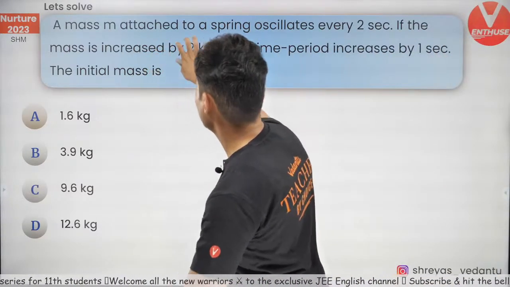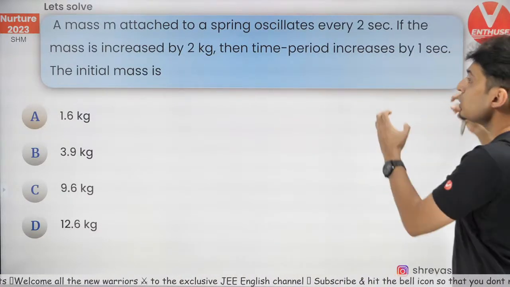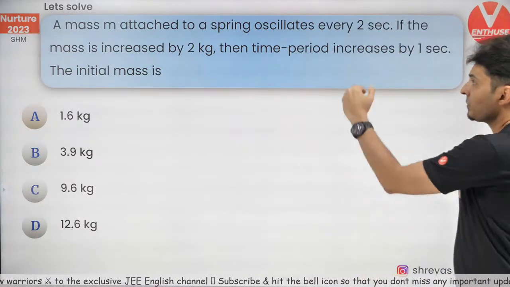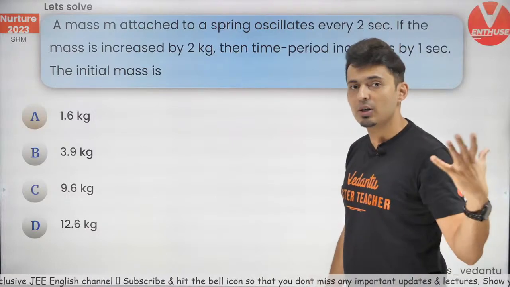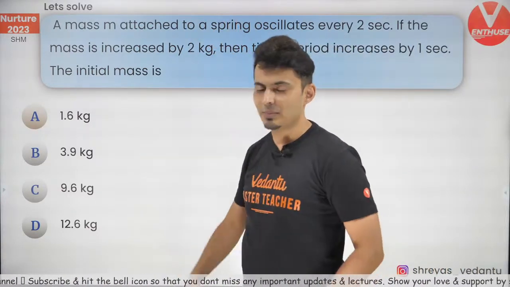There is a mass which is attached to a spring. It oscillates every 2 seconds. You add more mass and increase it by 2 kg. Then the new time period increases by 1 second as compared to the previous one. How much do you think the original mass should be?